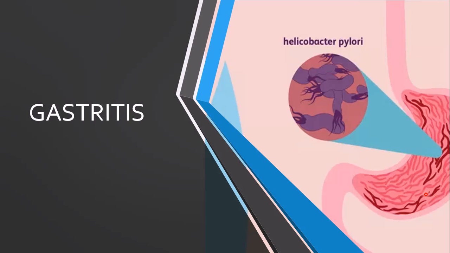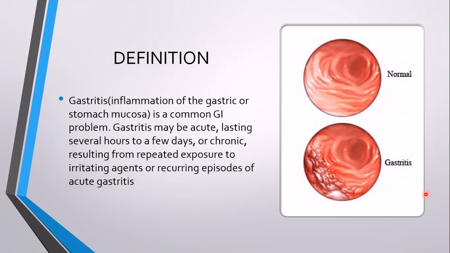So moving on with the definition. Gastritis is a common GI problem. Gastritis may be acute, lasting several hours to a few days, or chronic, resulting from repeated exposure to irritating agents or recurring episodes of acute gastritis.